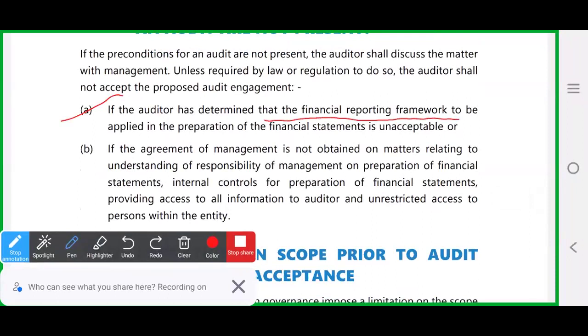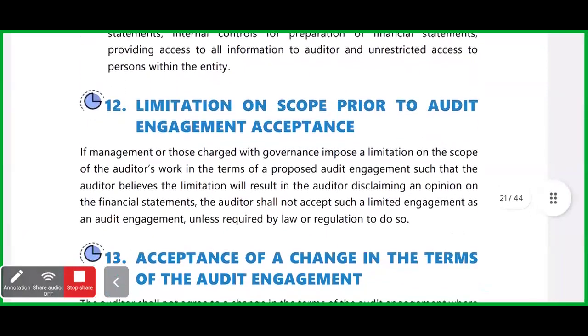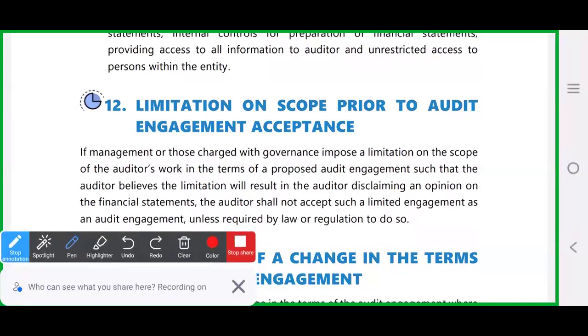And second, matters like internal control, its preparation, or unrestricted access to persons are not there. In such cases, the auditor shall not at all touch that engagement. Apart from this, there is limitation on scope prior to audit engagement. If those charged with governance impose some limitation, so that you cannot cross verify the bank accounts or the inventory, here again there is a limitation, and in that case the engagement should not be accepted.